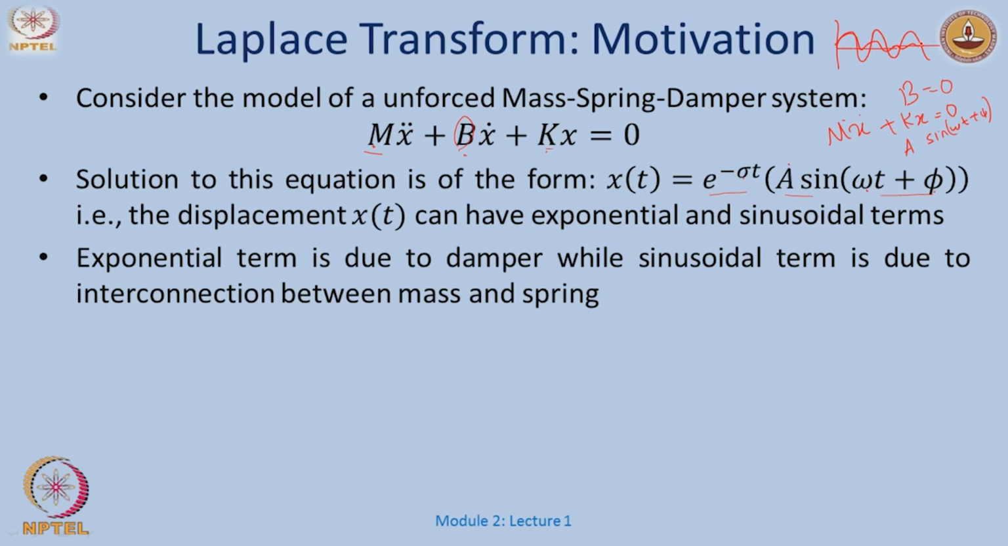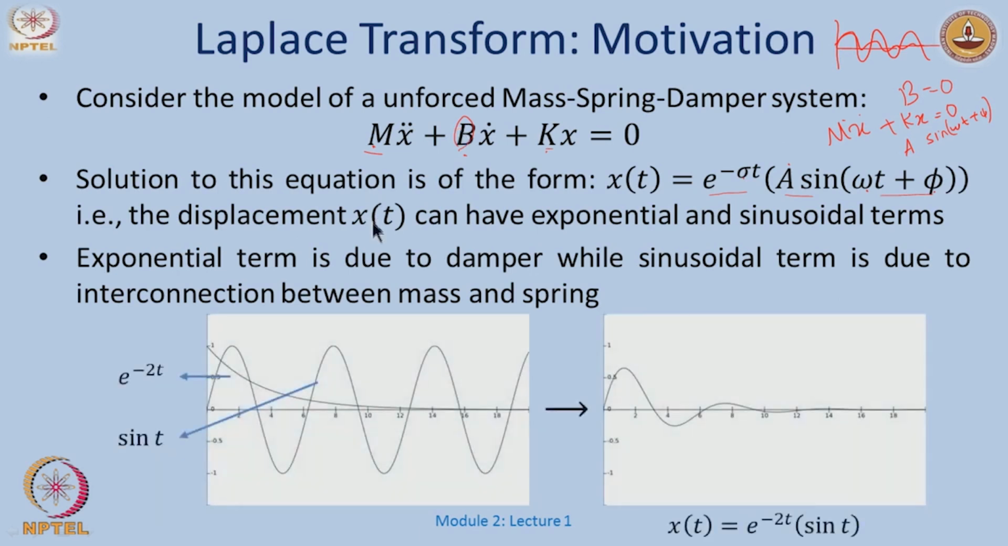So, the exponential term is due to the damper, whereas the sinusoidal term is due to the interconnection between the mass and the spring. If there is no B, they will just keep on exchanging energy. If there is a B, the energy will exponentially decay to 0. Right. So, this is how they look like, right.